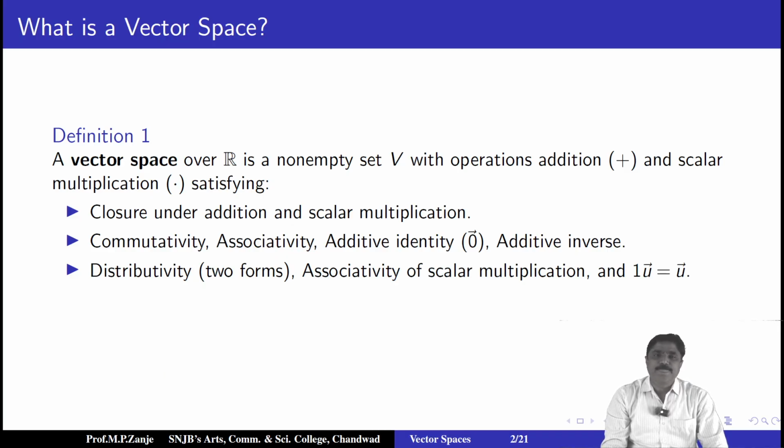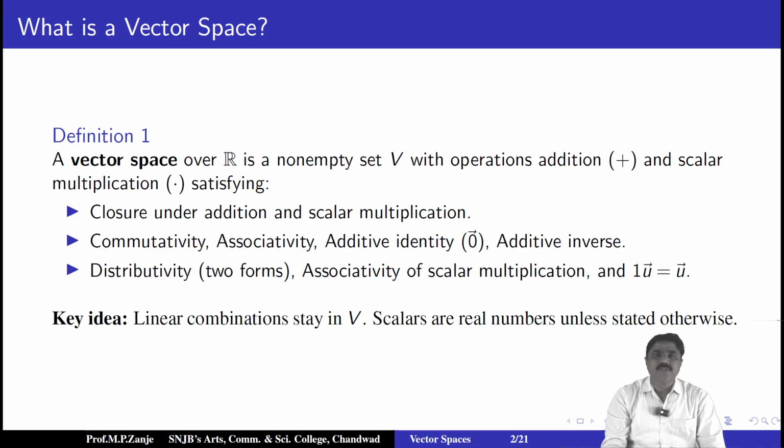to u bar. This means that a vector space satisfies the 10 axioms: 2 closure axioms, 4 addition axioms and 4 multiplication axioms with distributive properties. Key idea: linear combinations; scalars are real numbers unless stated otherwise.